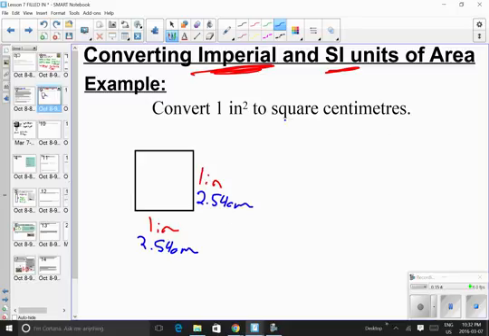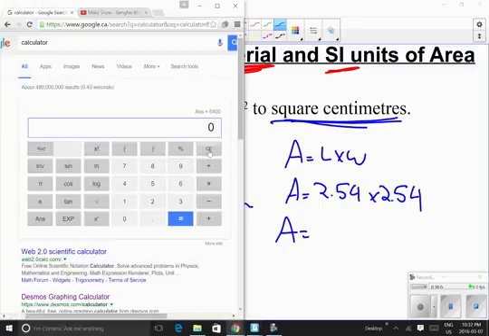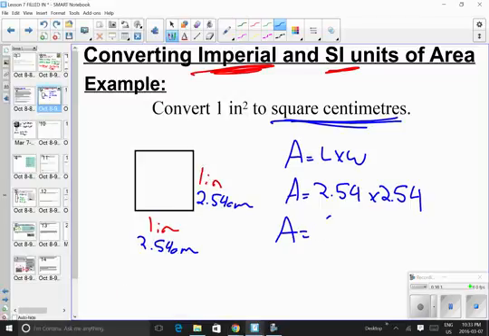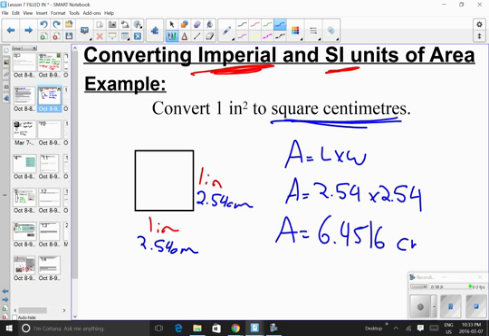So if I want this area in square centimeters, I'm just going to do my area equals length times width, but I'm going to use the centimeter number instead of the inch number. So that'll be 2.54 times 2.54. So when I jump to my calculator for that one, 2.54 times 2.54 equals 6.4516. That's in centimeters squared. So if you look on your formula sheet, that should be what 1 inch squared equals. So that gives you an idea of where these formulas are coming from. They're calculated. All right, one more example.